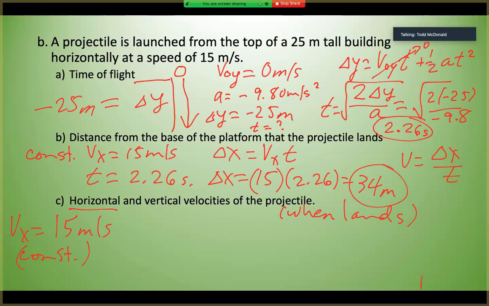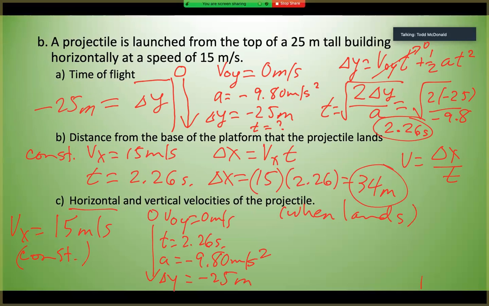Now, in the y direction, we have to kind of go back to our object falling again, right? We know the initial velocity is 0 meters per second. We know the time now is 2.26 seconds it falls. We know the acceleration is negative 9.80 meters per second squared. We also do know delta y is negative 25. And the only thing we don't know is VF, and that's what we're trying to find. So for VF, you've got a lot of equations we could use. We're going to use a t plus V sub 0. That's probably the easiest one to use here.